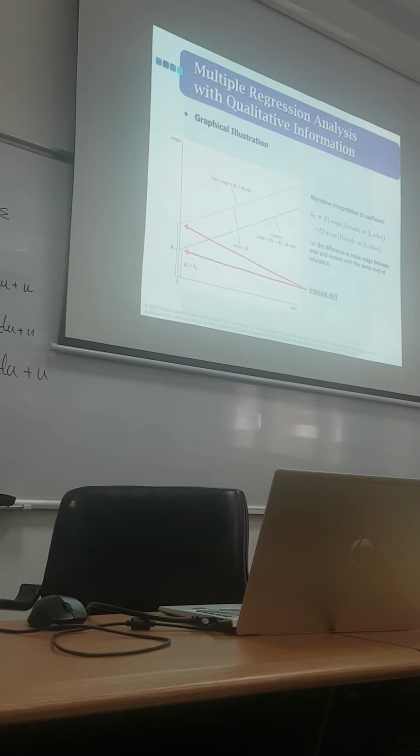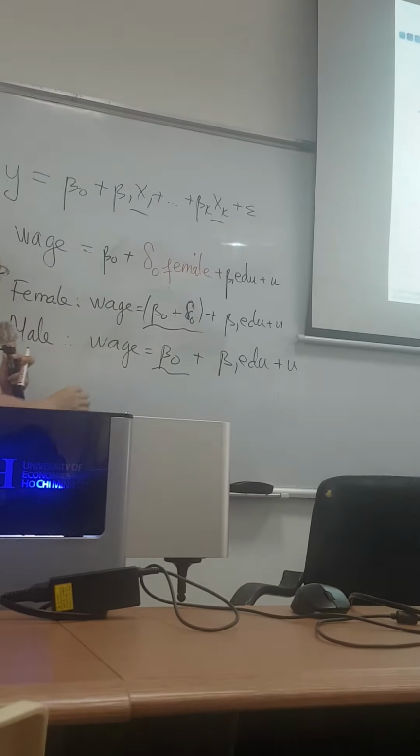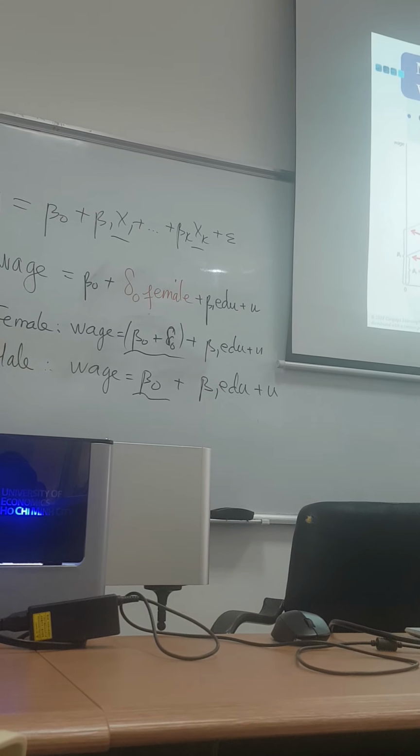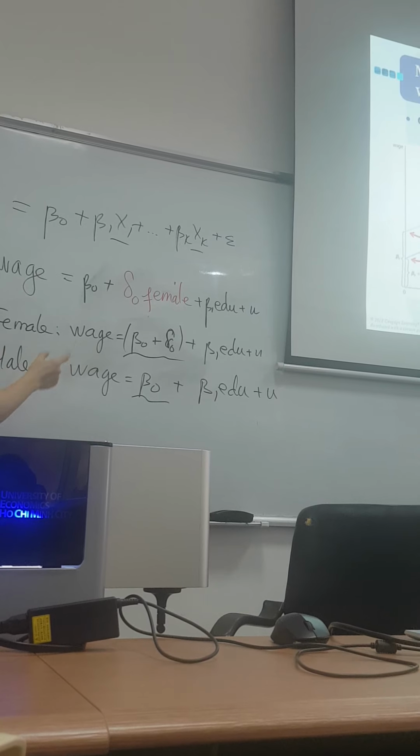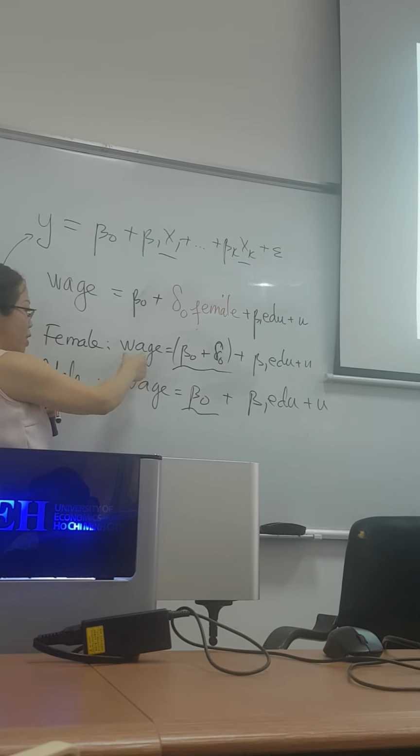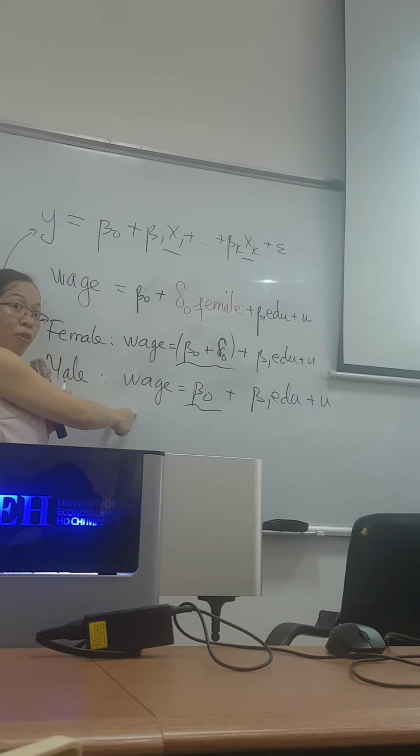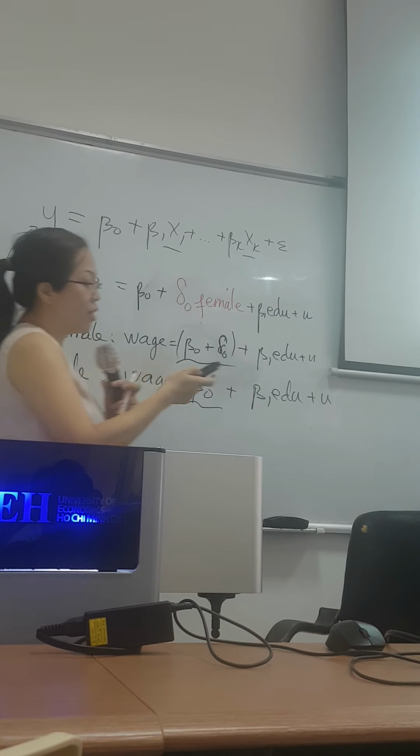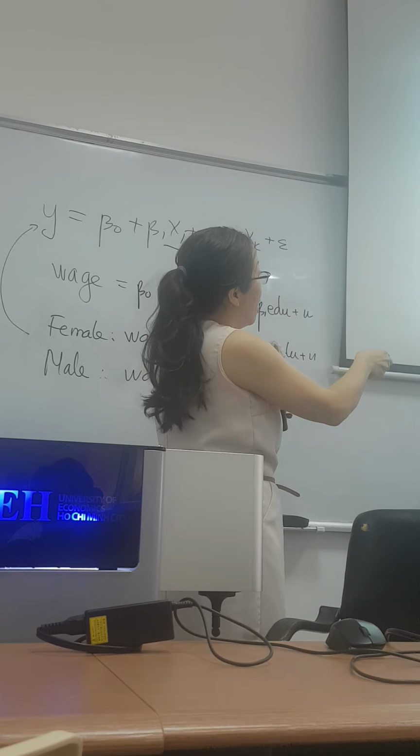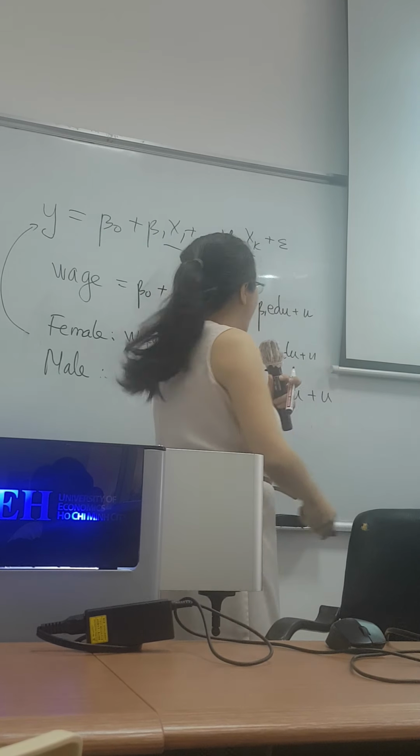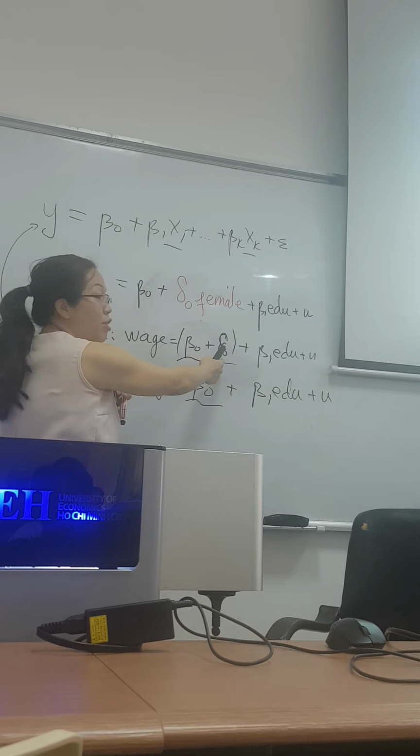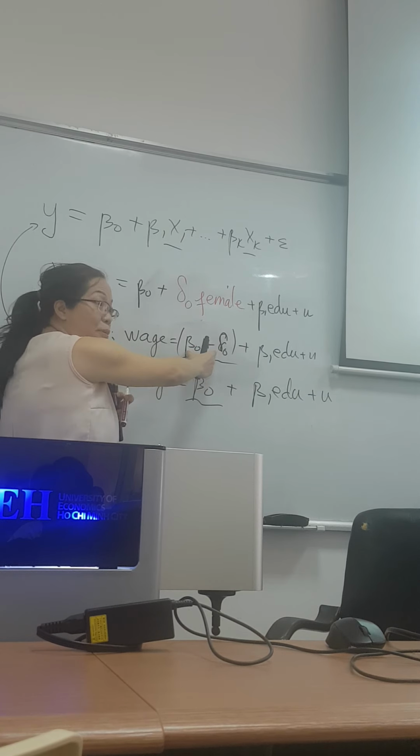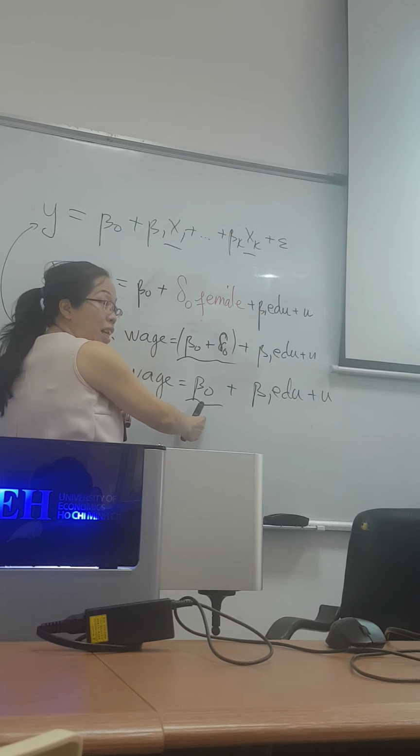So if lambda 0 is negative, you can see here that the wage of female will be smaller than the wage of male for the same level of education. If lambda 0 here is negative, the intercept of female will be lower than the intercept of male.